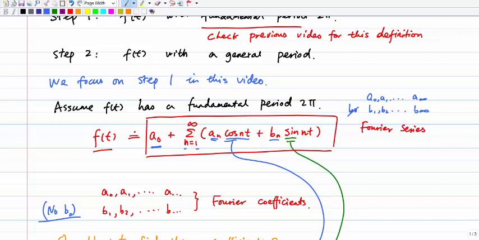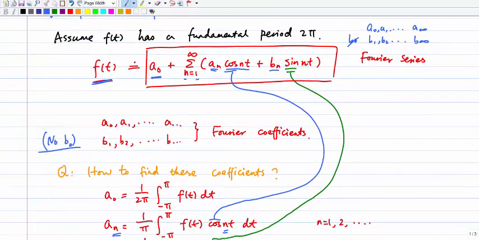Those are the ones we want to determine, because this form is already given. So those are unknown. For a given function f(t), our goal is to figure out what a0, a1 until a infinity are, and what b1, b2 until b infinity are. That's our main goal, to find the Fourier series of a function f(t). The key problem, like I mentioned before, is how do I find those coefficients? As a matter of fact, there are analytical forms for finding those coefficients.